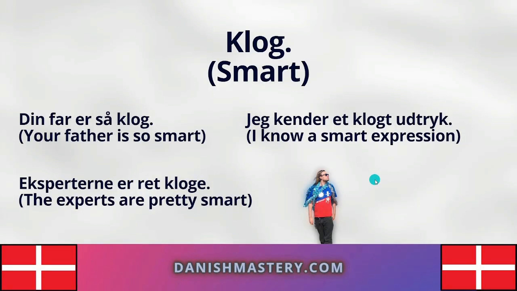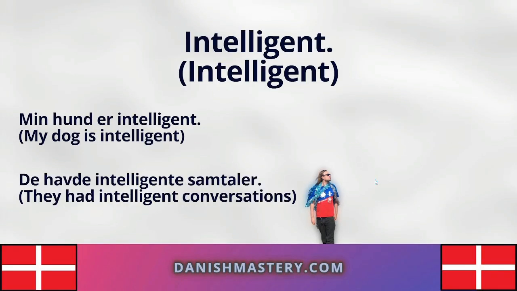Okay, so that was klog. And now you have intelligent. So that's same spelling, but it's a different pronunciation, obviously. Intelligent. It's very important that you put the stress here. Right? Intelligent, and don't say intelligent. Like, don't say that, and also don't say intelligent. Like, that's a different language, kind of.